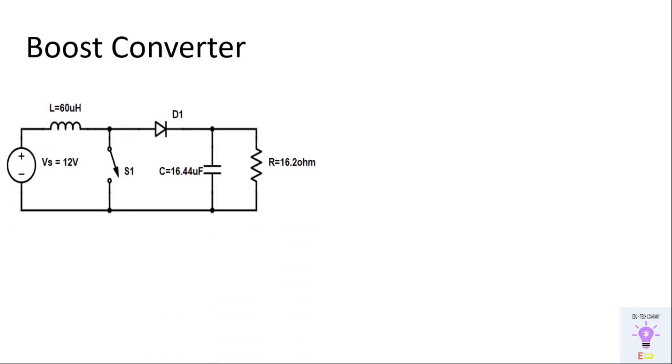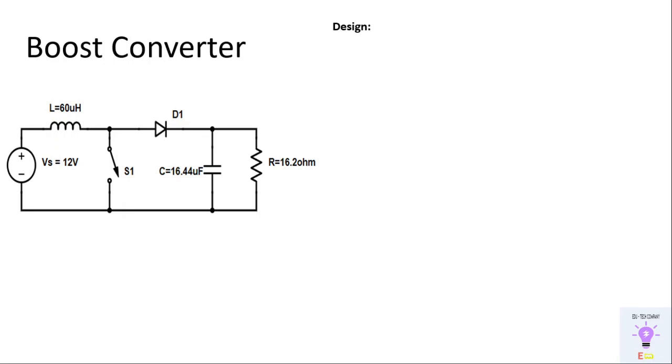Today we are going to talk about design and simulation of a boost converter in MATLAB. This is a circuit diagram of a boost converter. So boost converter is basically a DC to DC converter. The name boost itself signifies that it's going to increase the voltage. The supply voltage over here that is assumed is 12 volts. So basically we need to get an output voltage which is greater than 12 volt.